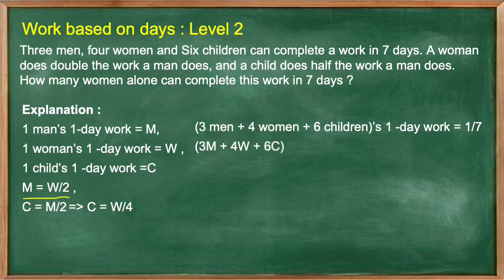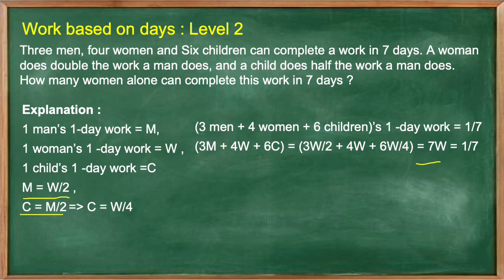So 3m plus 4w plus 6c is equal to 3w by 2 plus 4w plus 6w by 4, which is equal to 7w, which is equal to 1 by 7. Now you can see that we have converted 3m, 4w, 6c, all these variables into w with the help of these two formulas: c is equal to m by w, and m is equal to w by 2. And the answer is 7w.